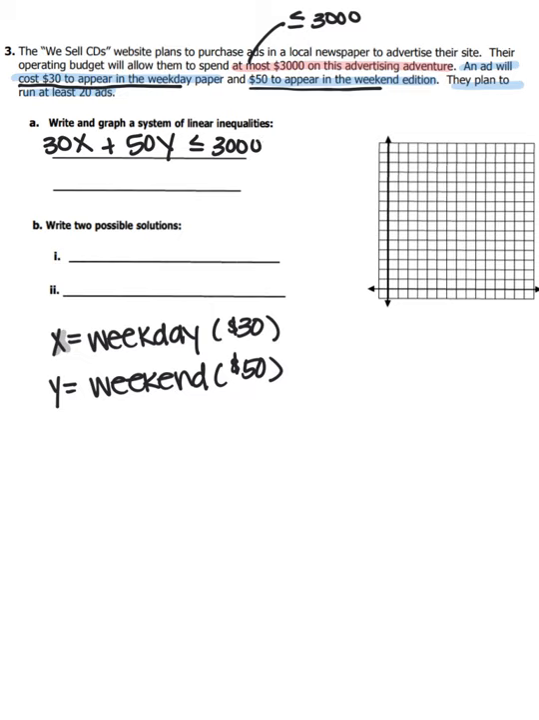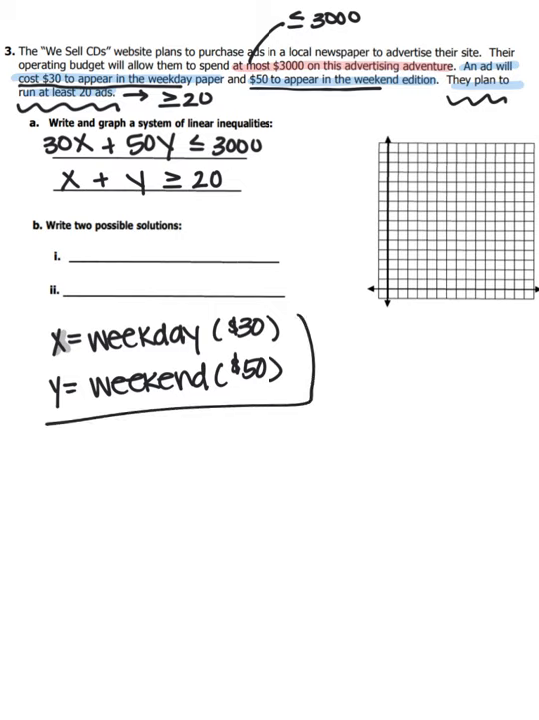The other information is they plan to run at least 20 ads. So you need to think. If it says at least 20 ads, that means it wants more than 20, right? I want anything 20 or bigger of the amount of ads. So I don't care how many weekday or how many weekend, but when I total up my weekday and my weekend ads, I want to see at least 20 or more. So that would be your next equation.